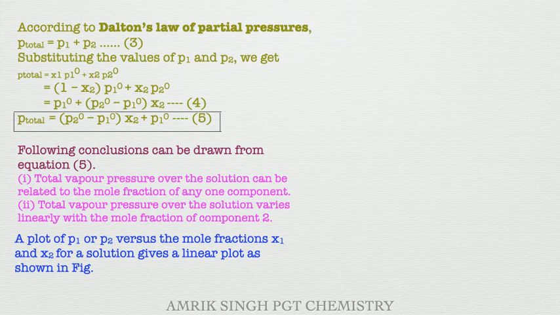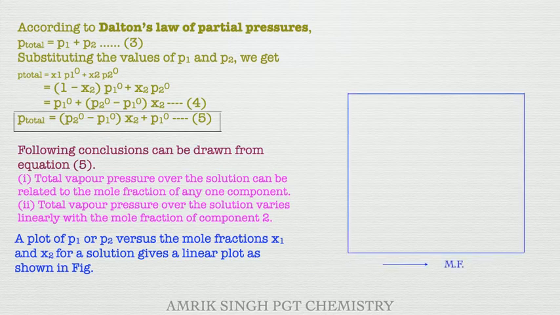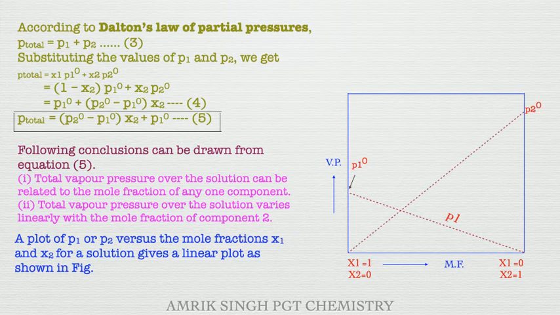Number 1, total vapor pressure over the solution can be related to the mole fraction of any one component. Number 2, total vapor pressure over the solution varies linearly with the mole fraction of component 2. A plot of P1 or P2 versus the mole fractions X1 and X2 for a solution gives a linear plot, as shown in the figure. Let us see. On the x-axis is mole fraction, and on the y-axis we are showing the vapor pressure. Graph 1 for P1, then for P2, and for the solution P total. These are the graphs for Raoult's law.